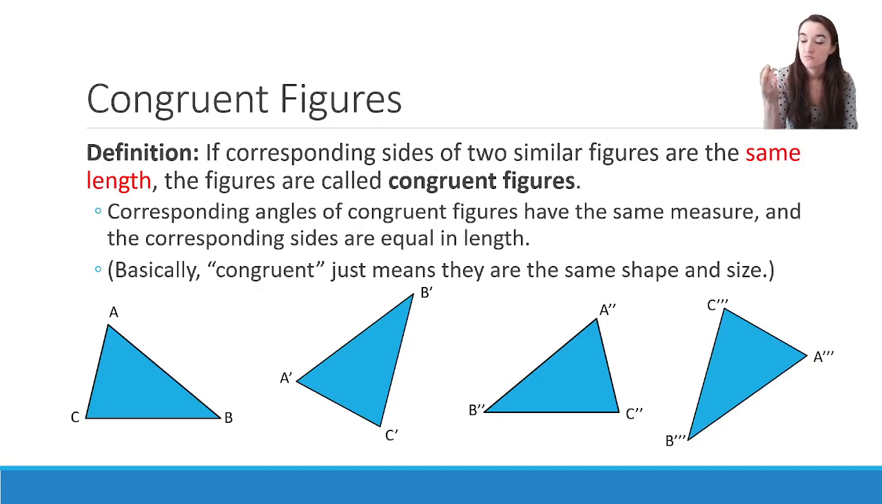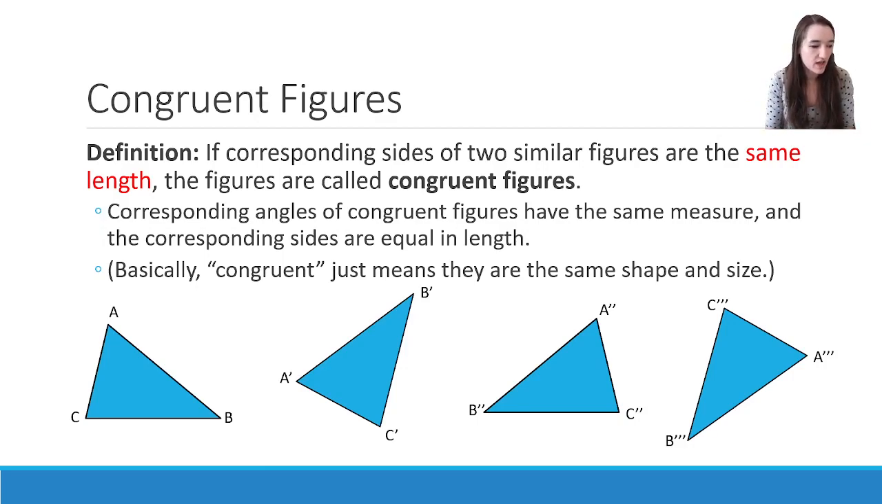Next we have, to extend from similar figures, we get congruent figures. So congruent figures are not just the same angles, but also the same sides. So once you have corresponding same sides, corresponding same angles, we get congruent figures. So basically congruent just means they are the same shape and size.